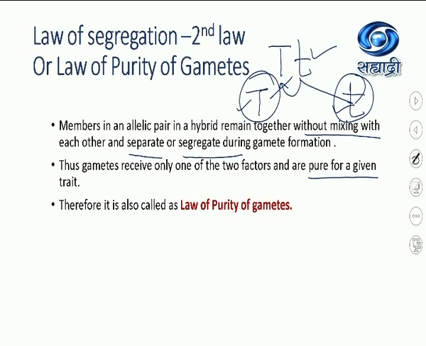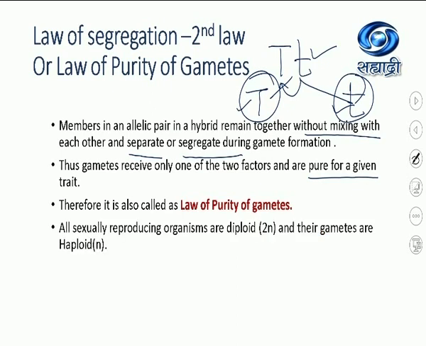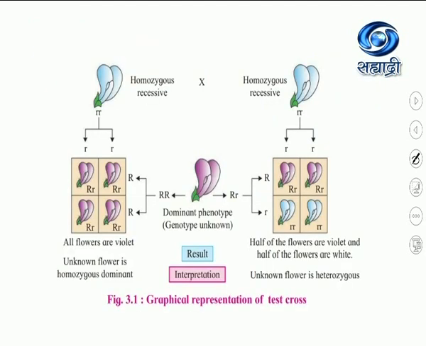Second law, we are saying that members in an allelic pair stay together without mixing with each other, and they segregate from each other during gamete formation. So, it is also called the law of purity of gametes. It can be asked in the exam for 2 marks. All sexually reproducing organisms are diploid and the gametes are haploid. Of course, we know this. This law is universally applicable. The first law, I told you, is not universally applicable, but the second law is universally applicable.